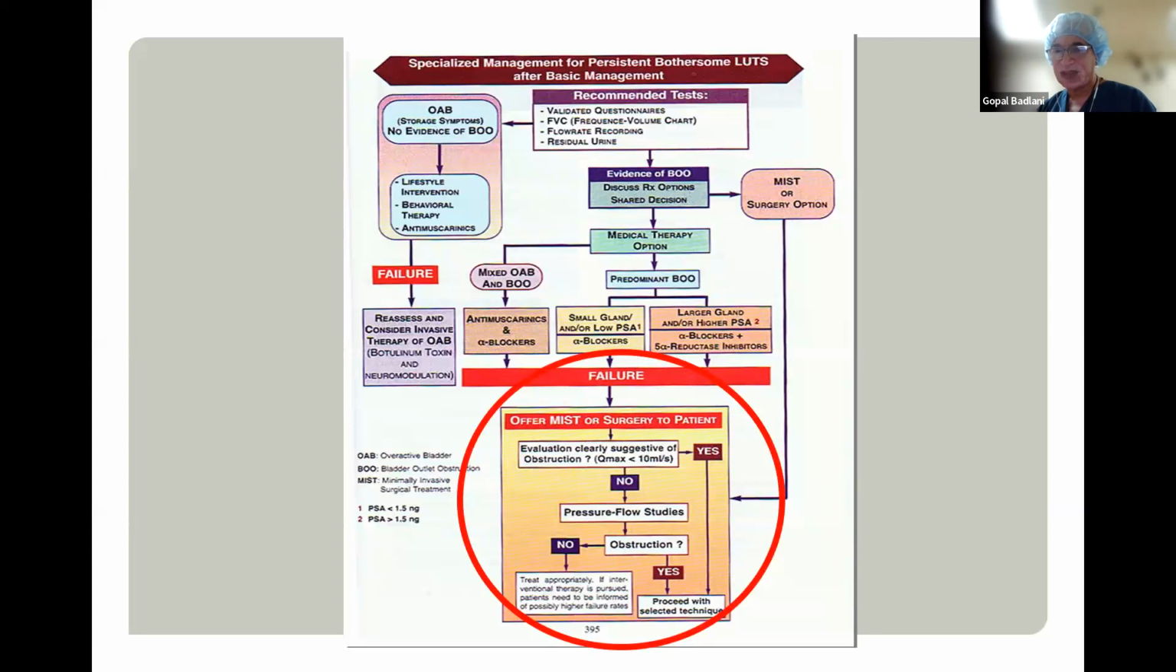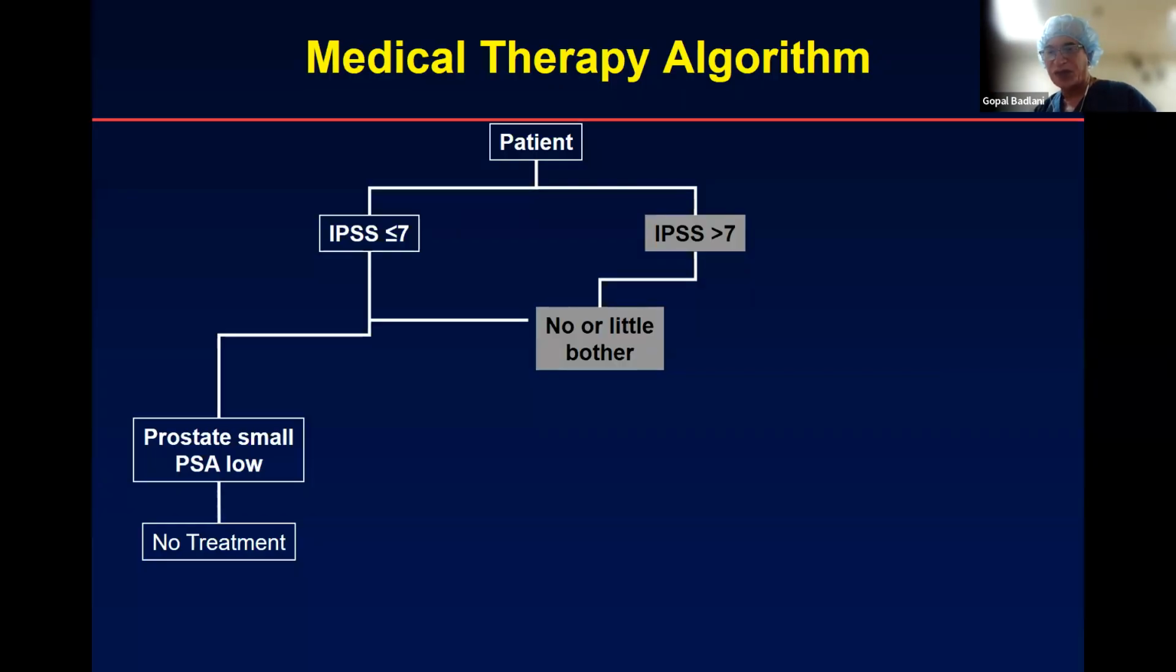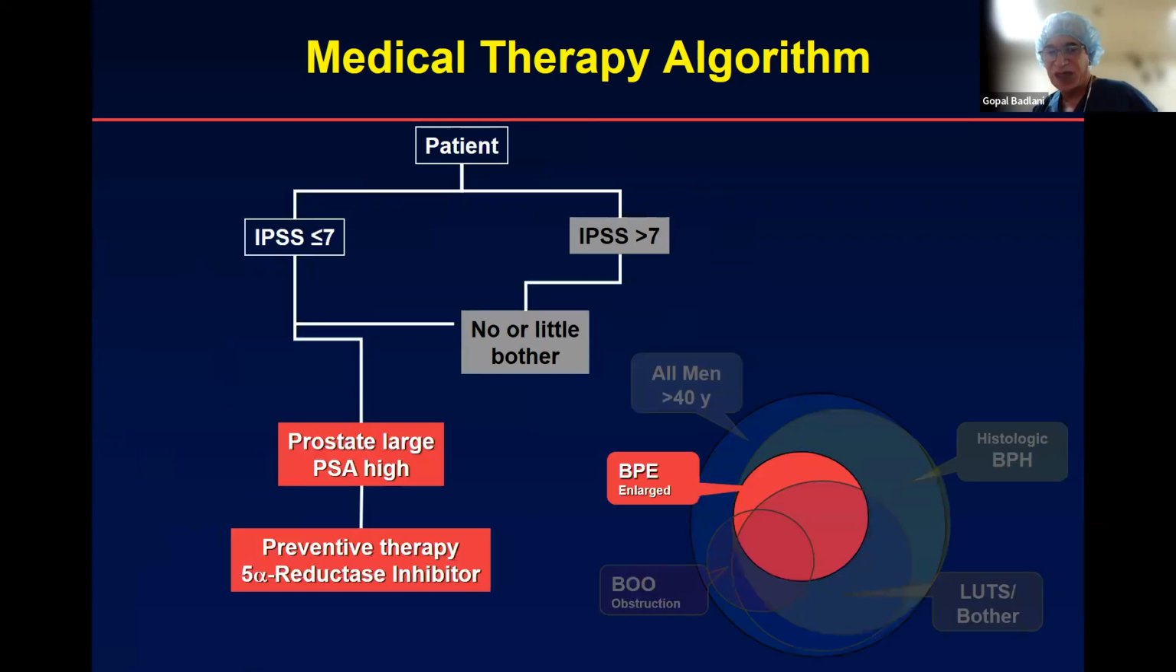Guidelines are available. These have been recently updated. They're helpful in trying to define where you must intervene versus observe. This is a commonly used tool to be able to define your treatment. So in the medical therapy algorithm, if you have a patient and the IPSS is less than 7 and they have no or little bother, their prostate is small, and PSA is low, there is no treatment required. If they have a large prostate or PSA is high, you can treat after determining that the PSA is not due to malignancy, with preventive therapy with 5-alpha reductase inhibitors.